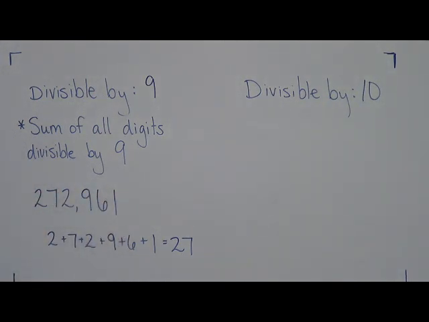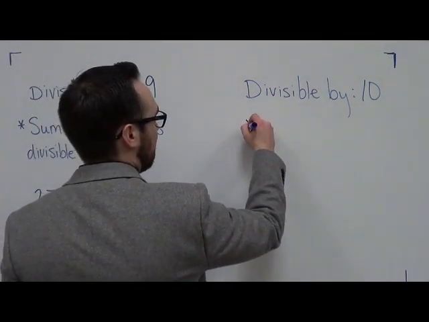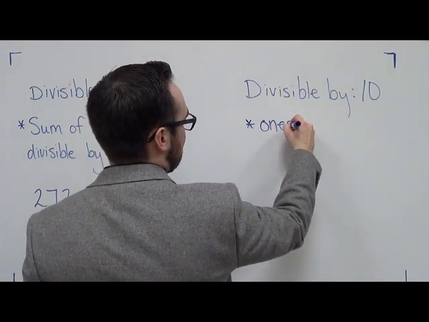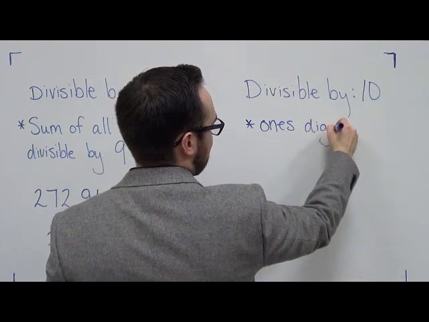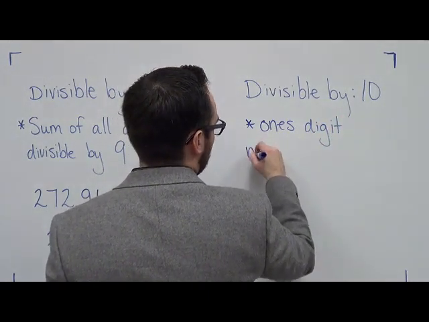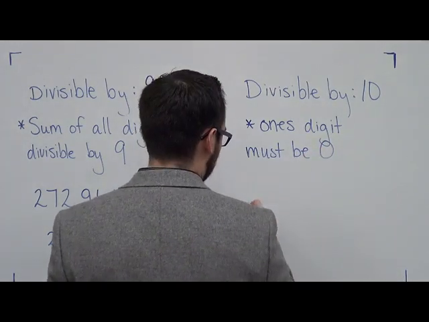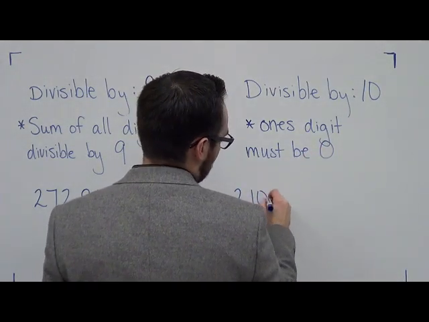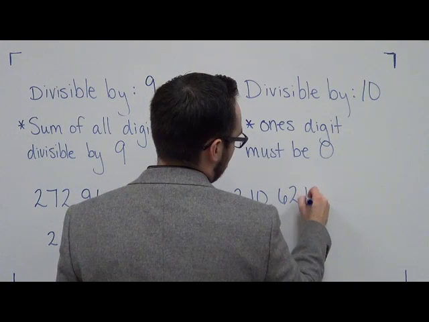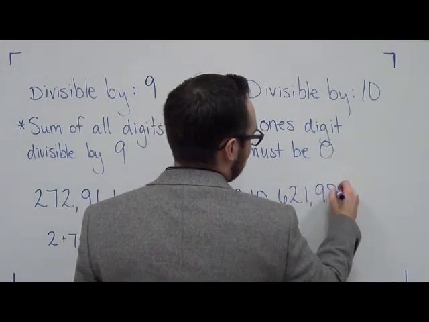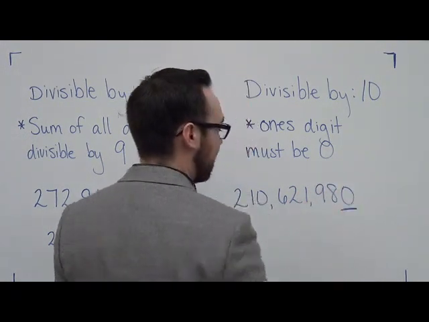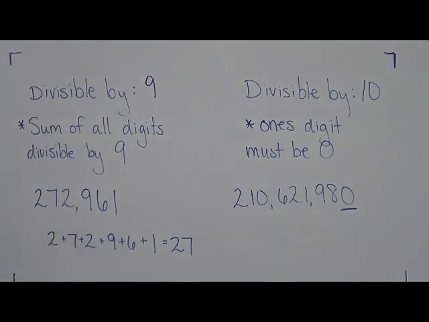And 10, the ones digit, must be 0. So I could have 210,621,980. As long as that number is a 0, the whole thing is divisible by 10.